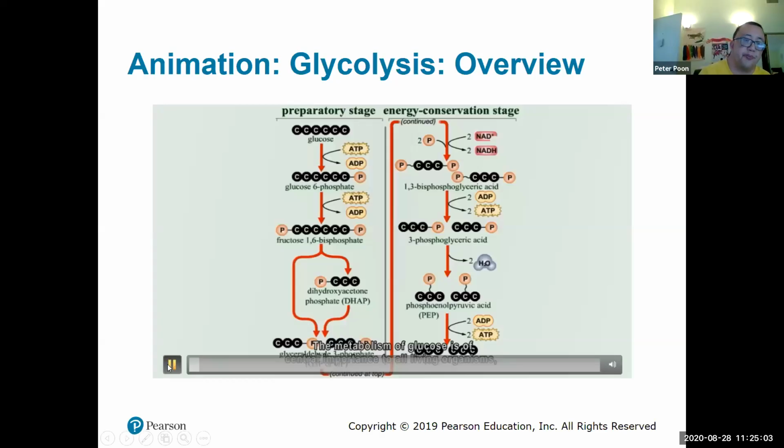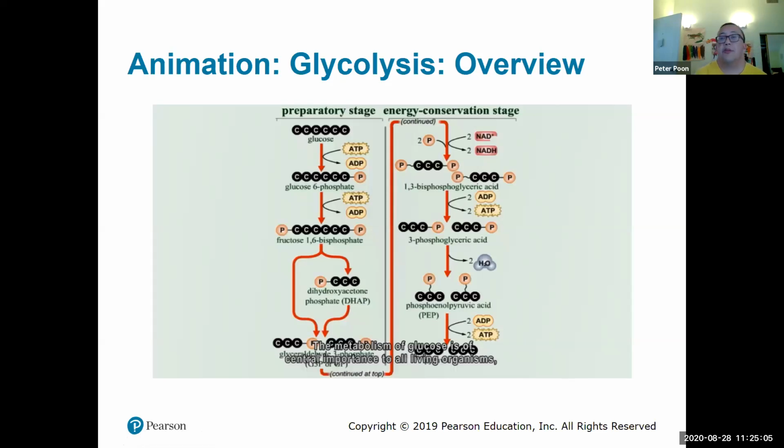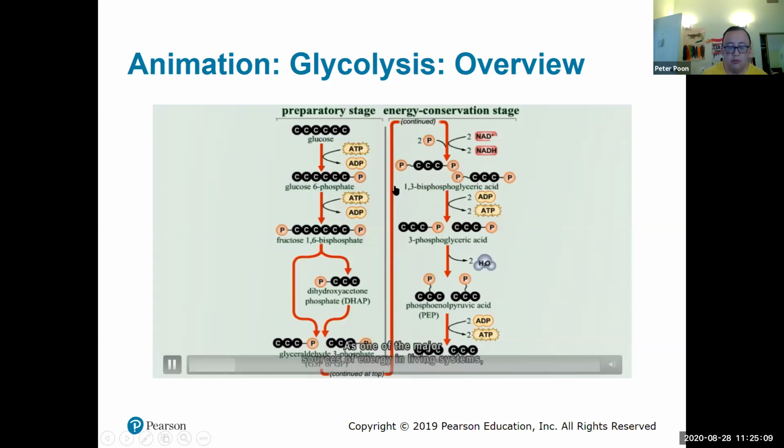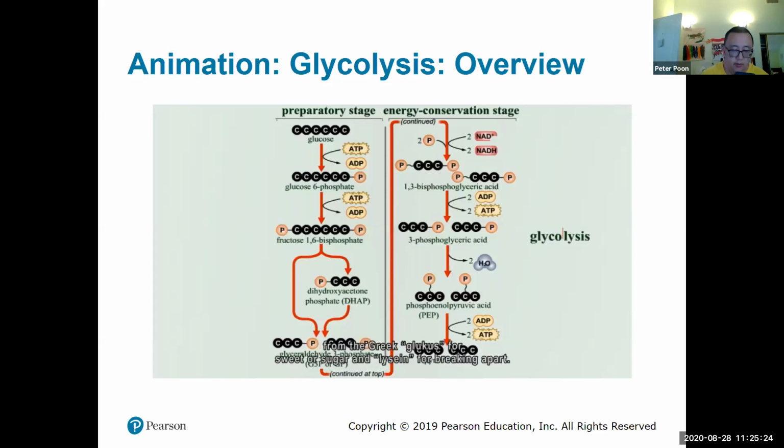Metabolism of glucose is of central importance to all living organisms and is in fact performed in almost every cell. As one of the major sources of energy in living systems, glucose is made and broken down constantly in living cells. The metabolic pathway for the breakdown of glucose is called glycolysis, from the Greek glucos for sweet or sugar and lysis for breaking apart. Glycolysis is sometimes called the Embden-Meyerhof pathway after its discoverers.